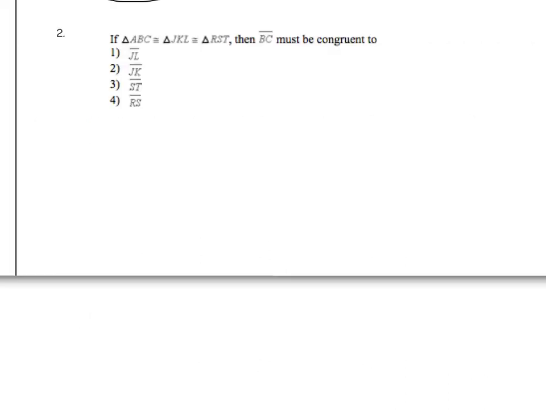Example number 2, it says, if triangle ABC is congruent to JKL, which is congruent to RST, then BC must be congruent to... Well, first thing you need to do is draw these 3 triangles. Now you want to label them. Remember, order matters: ABC, JKL, RST, because they're all congruent.